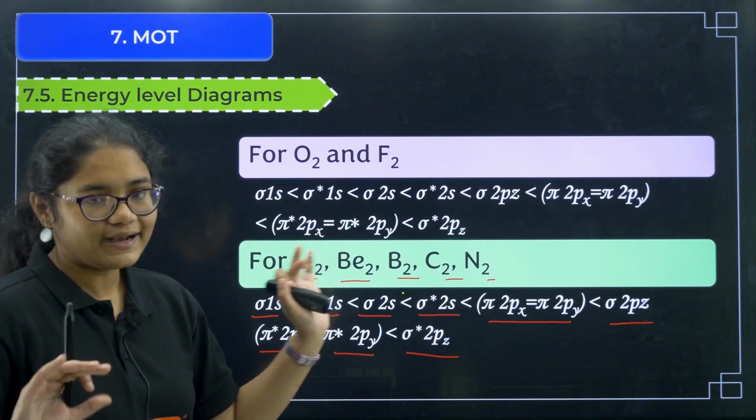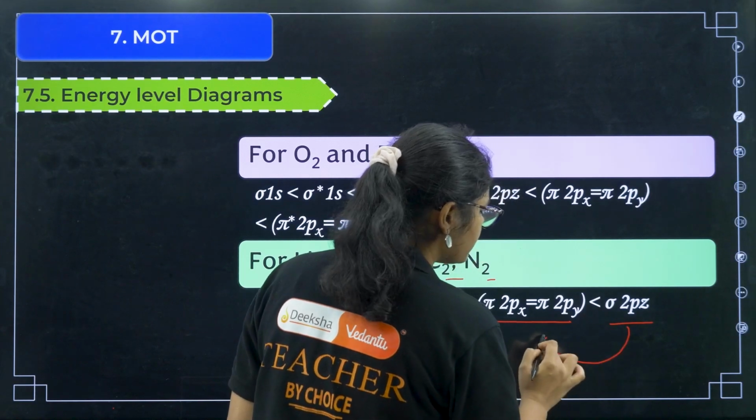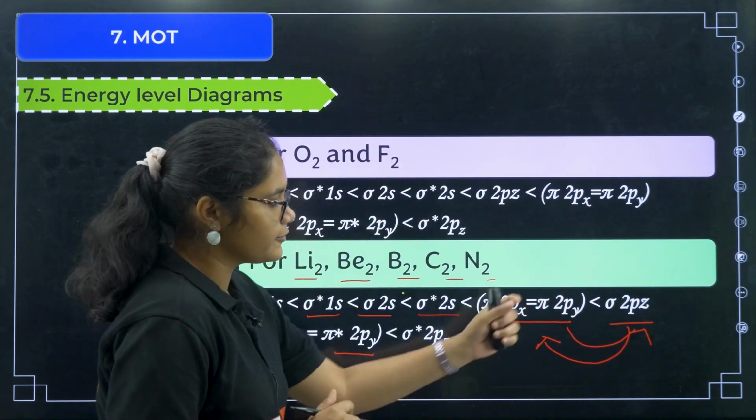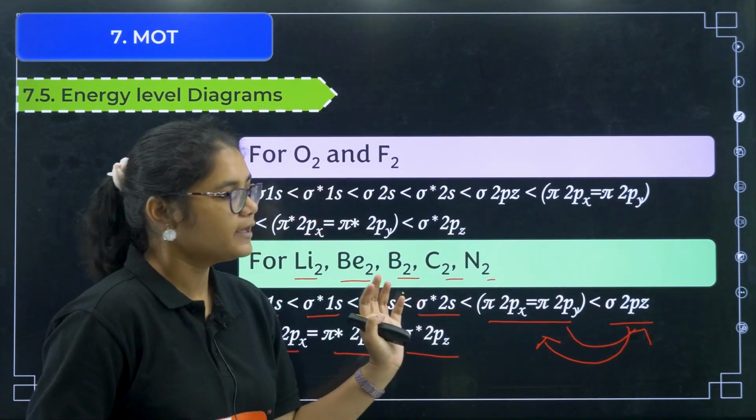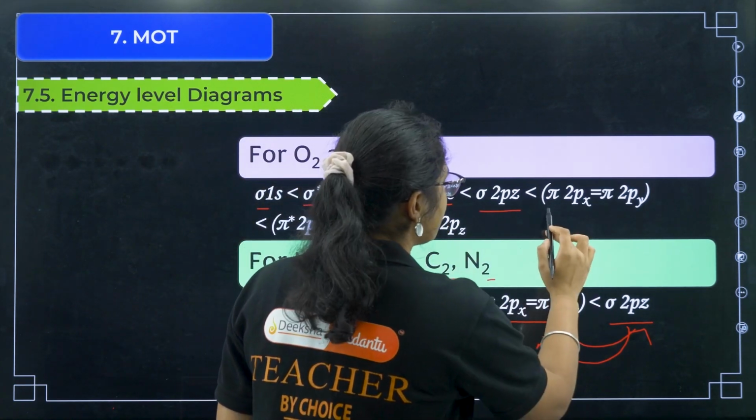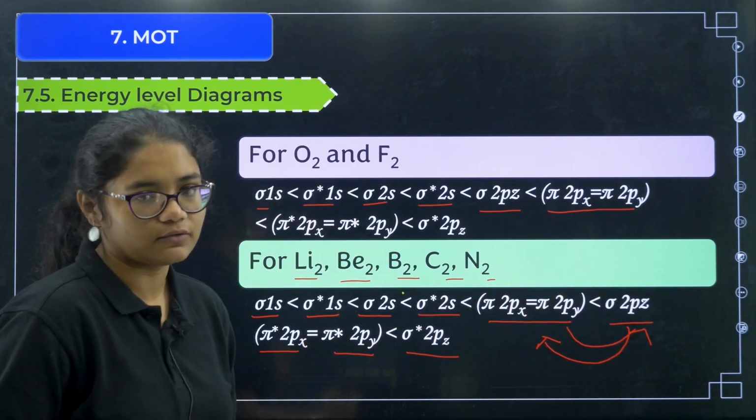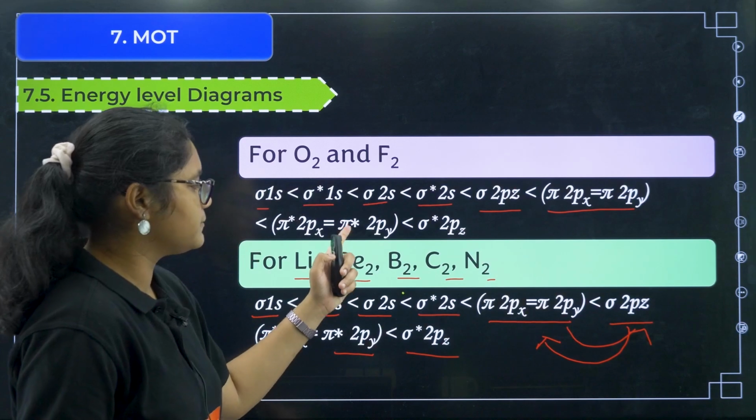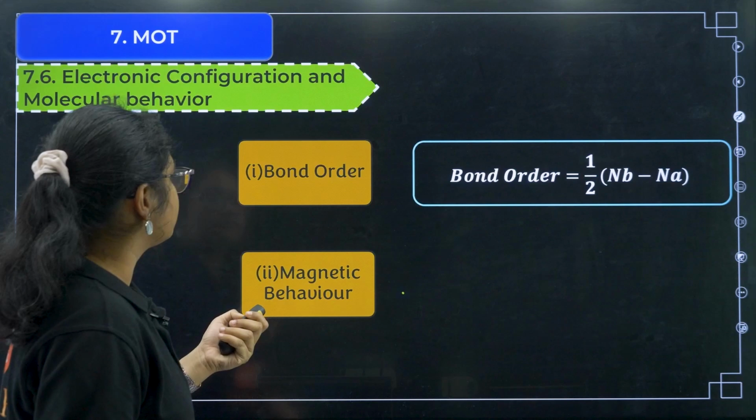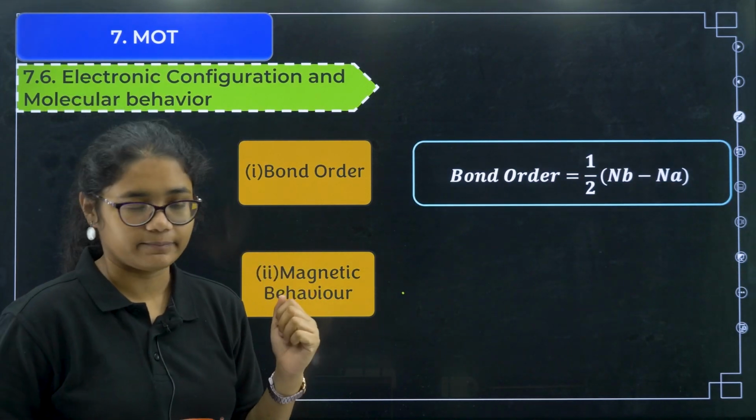Now coming to O2 and F2, there is a slight change here. In O2 and F2, the sigma 2pz will come earlier and the pi 2px and pi 2py will come after it, okay. So there is an order change here. You can see here: sigma 1s, sigma star 1s, sigma 2s, sigma star 2s, sigma 2pz, pi 2px, pi 2py, right. First sigma 2pz, then pi 2px and pi 2py, okay. Next we have pi star 2px and pi star 2py, then we have sigma star 2pz, okay. Clear.